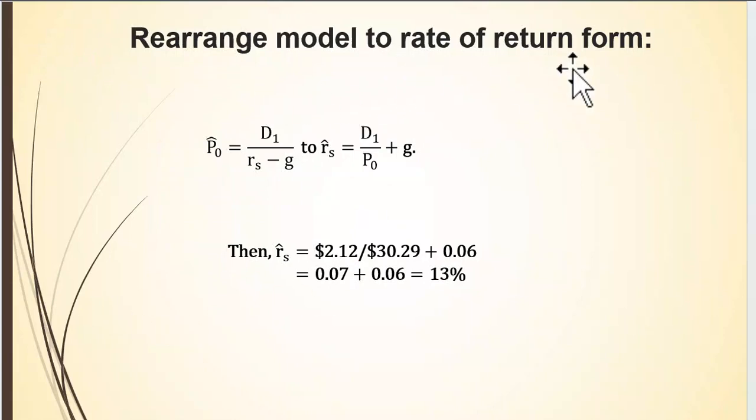We can rearrange this model and solve for return. So here's our model, right? R sub S then is going to be equal to dividend yield, D1 divided by P0, plus growth rate. You see, just by manipulating the formula, we can solve for the required return on this stock, or the return we expect to get, which is 13%.